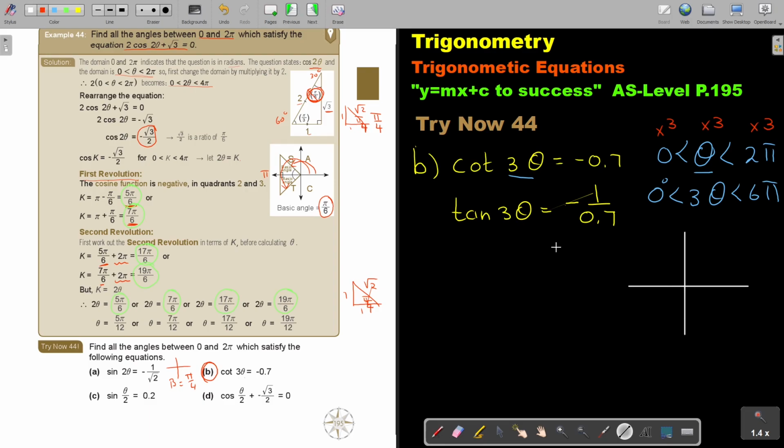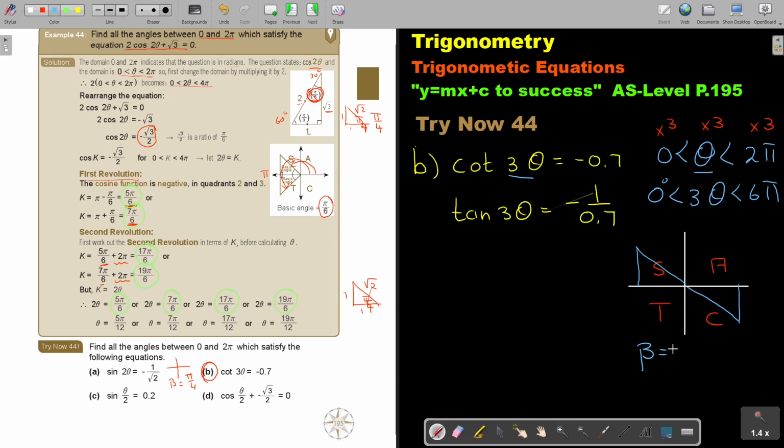Now I'm going to say, where is tan negative? Okay, there is my cost. So tan is going to be negative. There it's positive, so it's negative there, and it's negative there. But let's first get my basic angle.